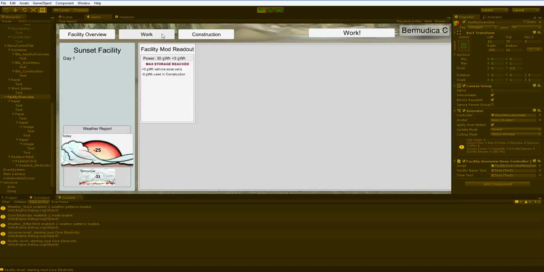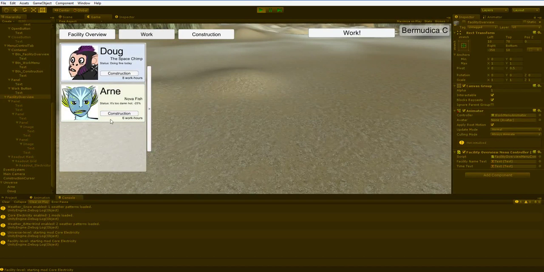Hello, everybody. I'm making some progress here. These two characters now actually exist. They don't physically exist yet, but they actually exist. There's a difference. You can see how they have a specific number of work hours scheduled.